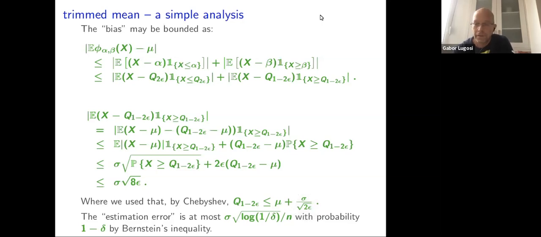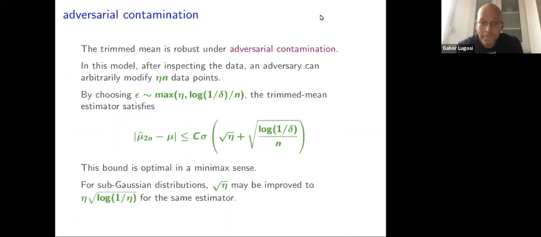All right, so I hope this is clear. This is the very simple analysis of the trimmed mean. Now, the beauty of the trimmed mean is that it is robust not only for heavy tails, but also for contaminated data, and in a very strong sense. There's a model called the adversarial contamination model, in which an adversary can inspect the data, and is allowed to change eta times n data points in an arbitrary way. The adversary knows the estimator we want to use.